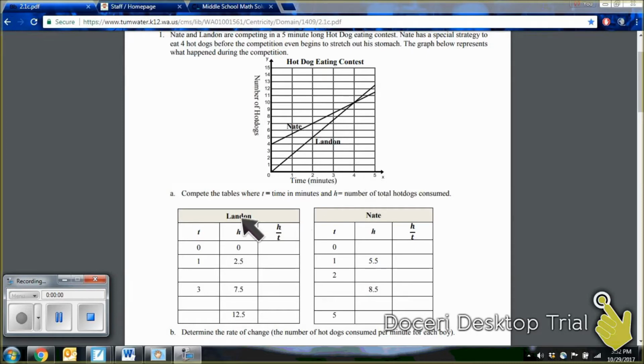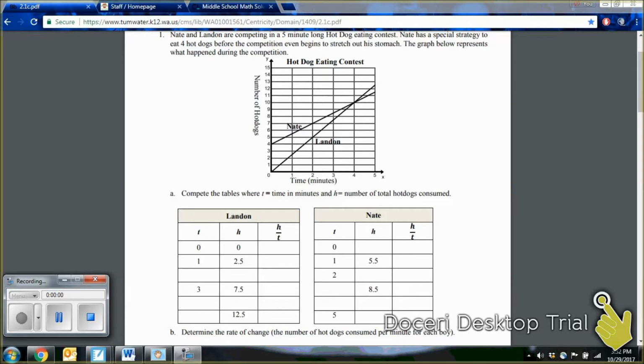So let's go down here to our directions for A. So we're right here on A. Okay. Again, when I stop, you guys are reading the next word, so you're following along above the tables. All right, here we go. Complete the tables where T equals time in minutes and H equals number of total hot dogs consumed.